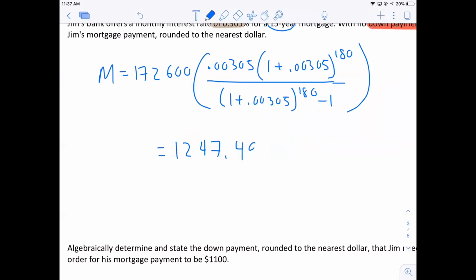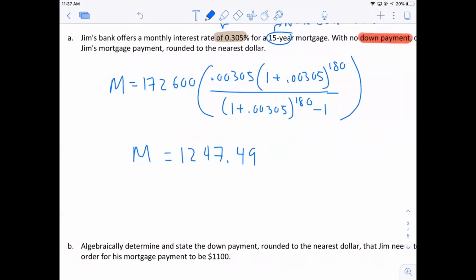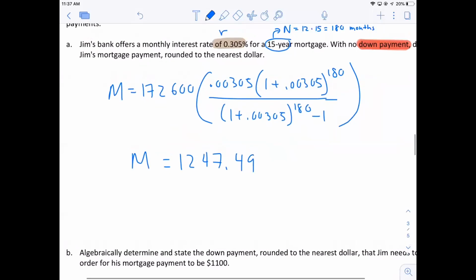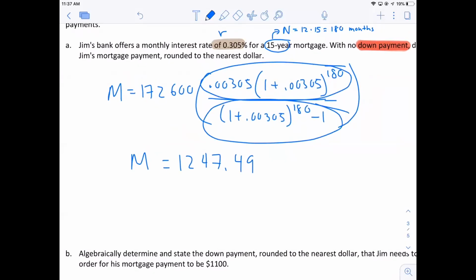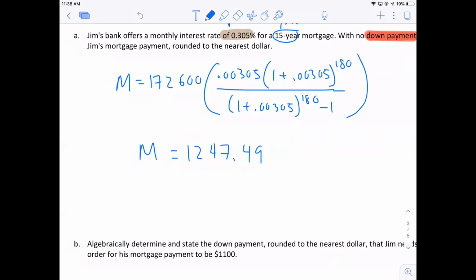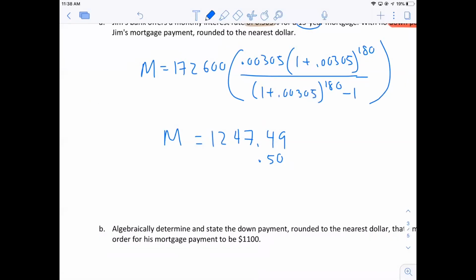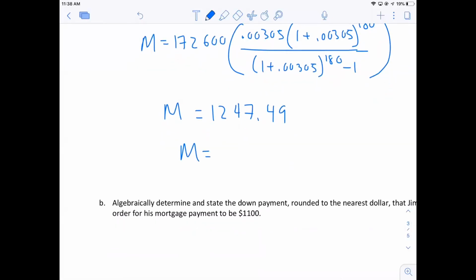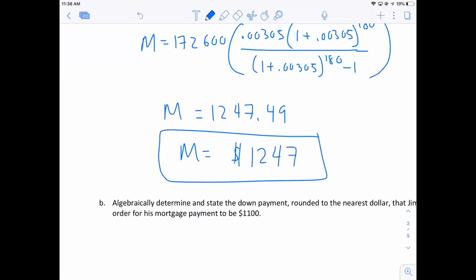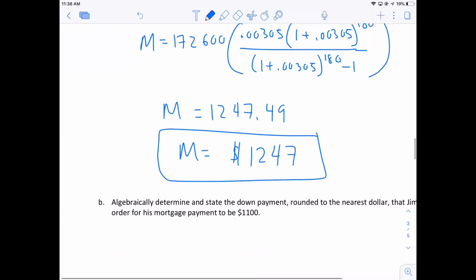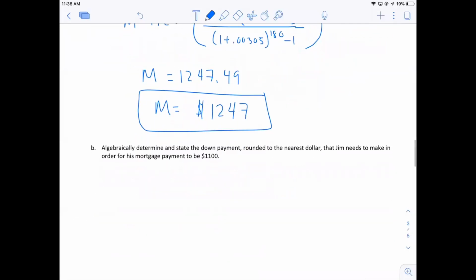1247.49. All right, and the reason I typed it all in one and then evaluated the numerator and then the denominator is that if you don't get enough decimals, you're not going to be accurate enough. And in this problem, you have to be very accurate because look at this decimal, that's 0.49. If you got like 0.50, then you're going to get the wrong answer because it says to round to the nearest dollar. So I have to round down, and that is my monthly mortgage payment. Bam.